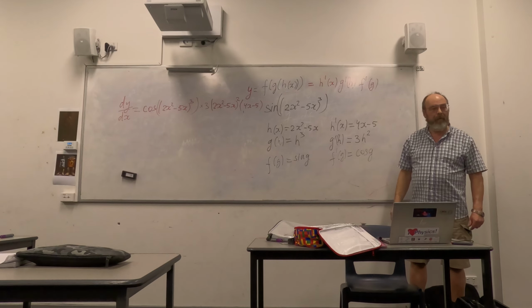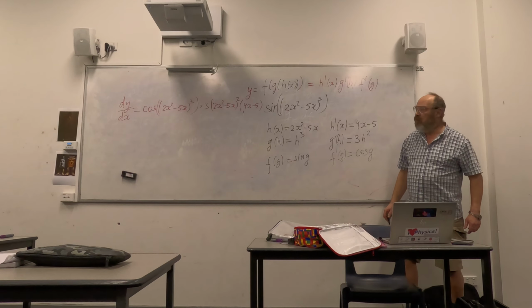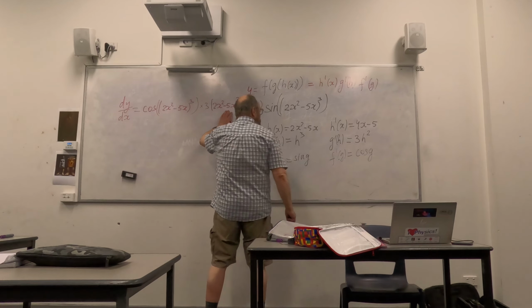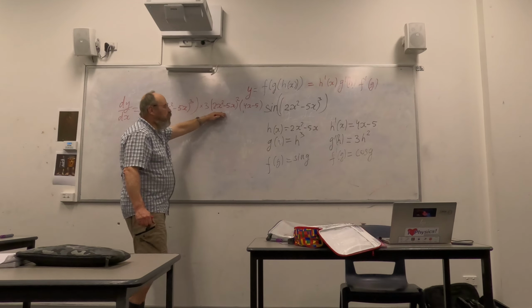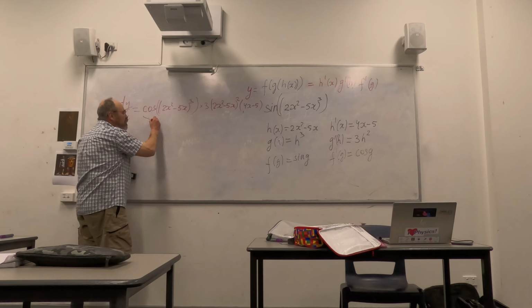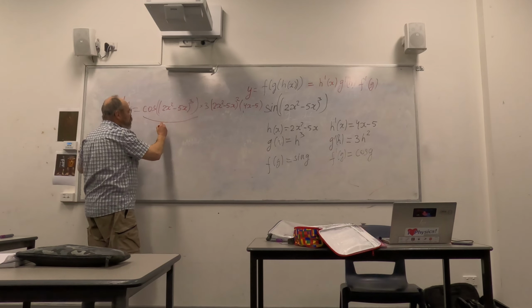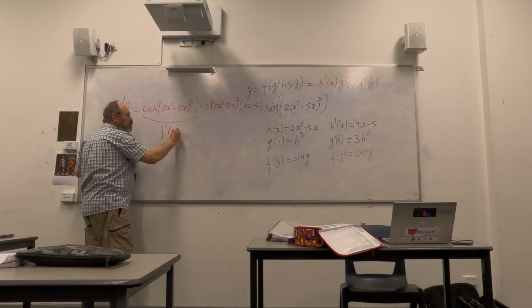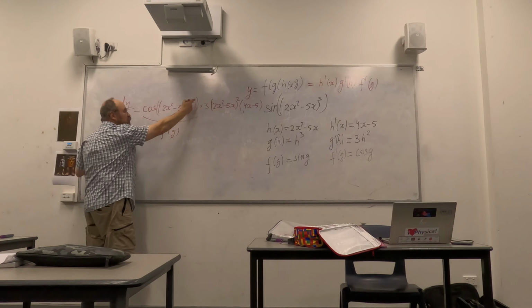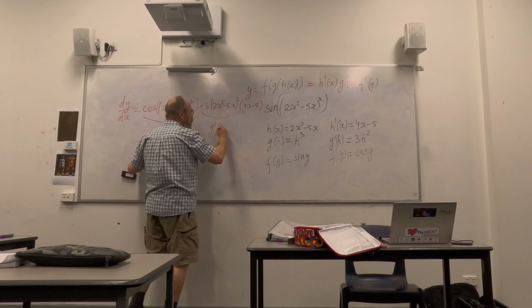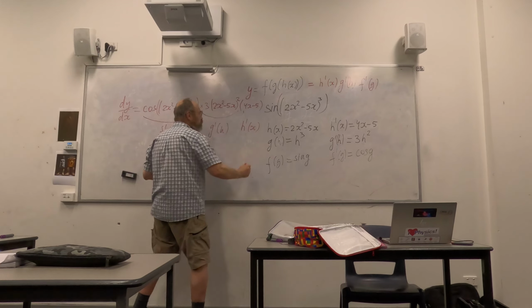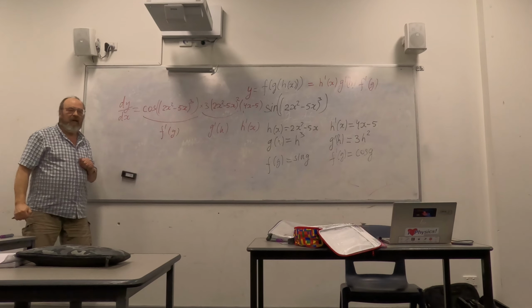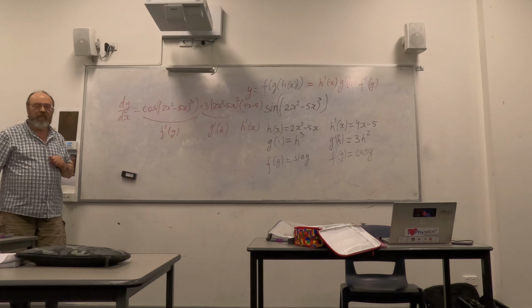So how did 2x squared minus 5x get there? Because that's not the derivative. You keep the original. This is f dash of g, where this is g. This is g dash of h. And this is h dash of x. Understood? Make sense? Yes, for sure.